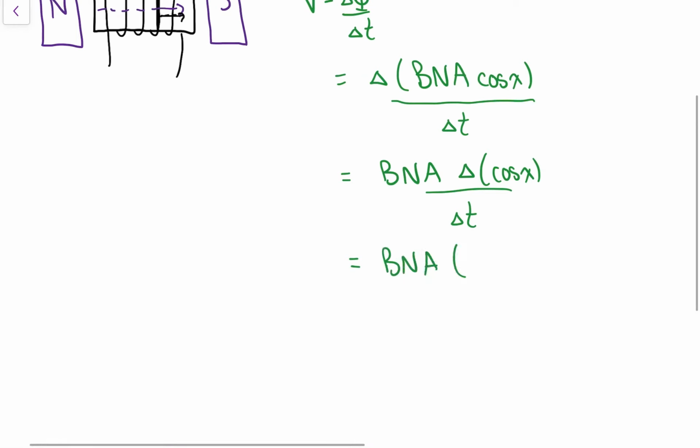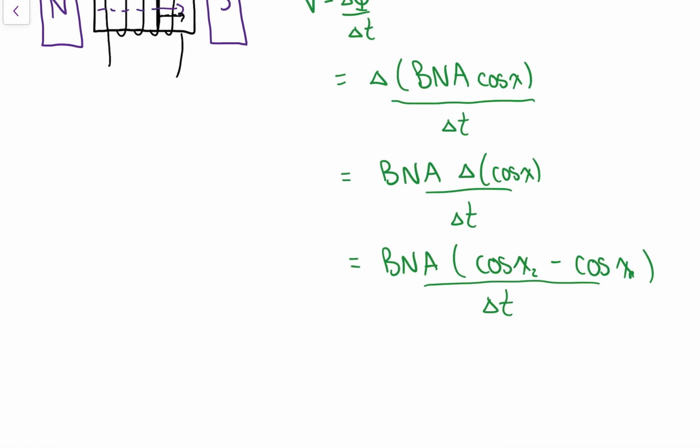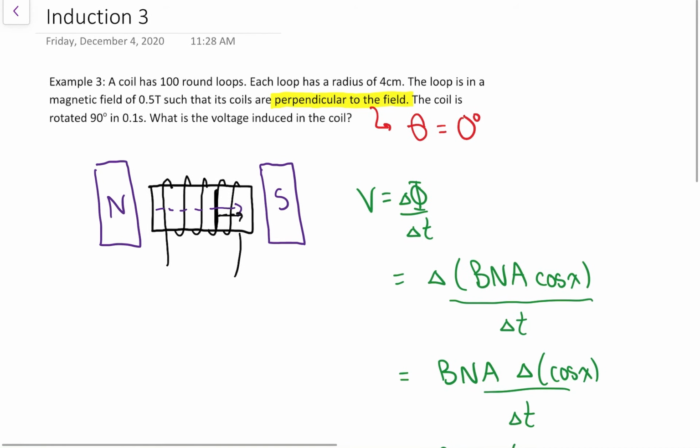Delta is always second minus first, so really this turns into B and A, cosine of the second angle take away cosine of the first angle, and then all of that divided by t. If we scroll up so you can look at the numbers, 100 loops, that's our n. It's a circle, so when we plug in area, the area of a circle is pi r squared. Now we'll have to convert the 4 to meters. The B value is given as 0.5. It goes from whatever angle we start off with to 90 degrees more in 0.1 seconds.